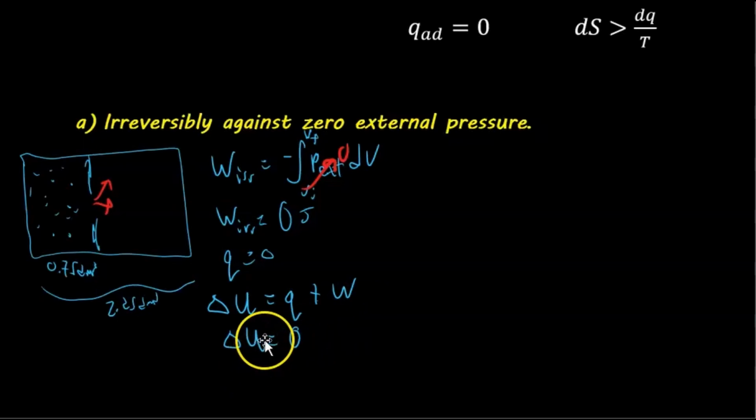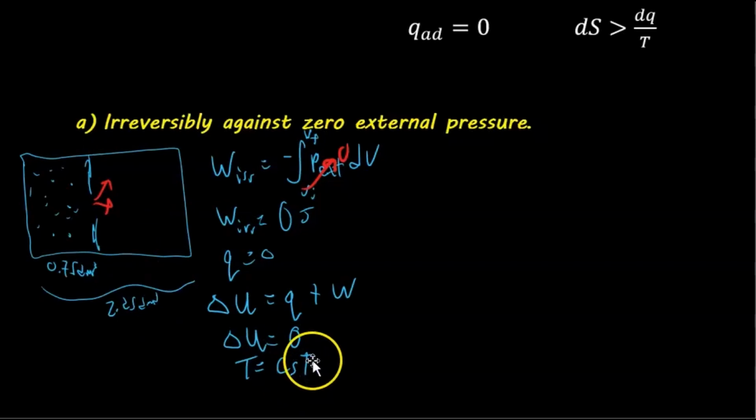And what's the significance of this? If the change in internal energy is zero, that means the average kinetic energy of these particles is the same. They're moving with the same speed profile, the same root mean squared velocity. Because of that, the gas has the same temperature before and after the expansion. So the temperature is constant during this process.